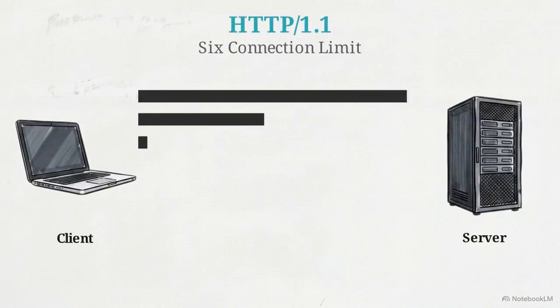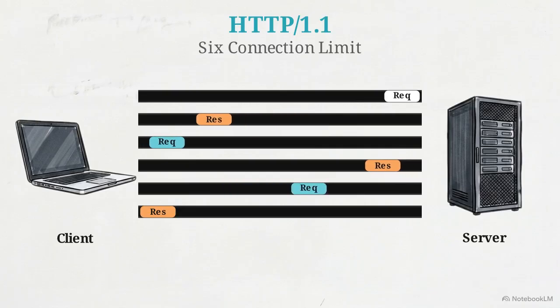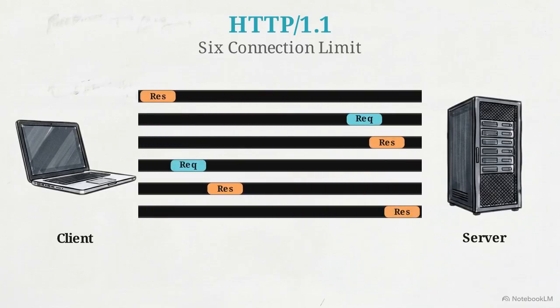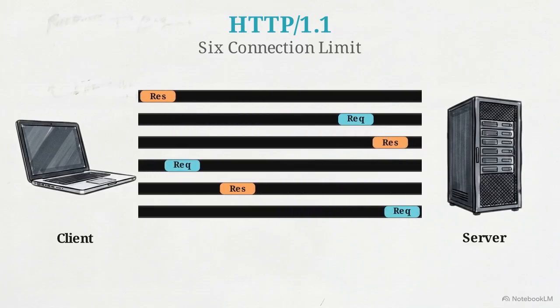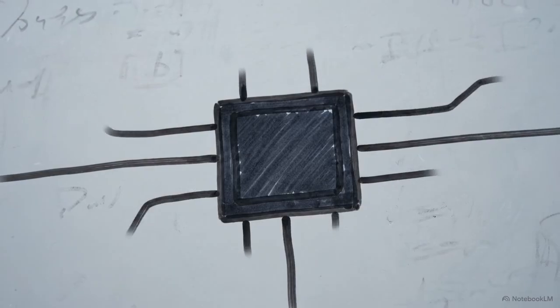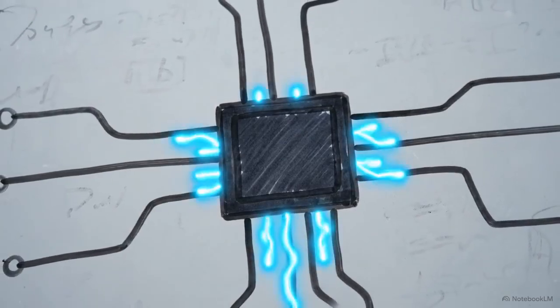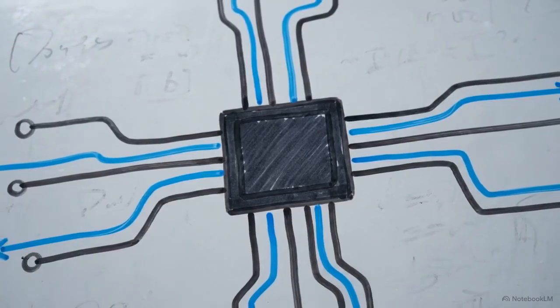Let's say you want to load a web page, and your browser needs to fetch images, text, and data from a server. Historically, using HTTP/1.1, every one of those active requests needed its own dedicated physical connection to the server. If you wanted to ask the server for 6 different things at the exact same time, your browser had to open 6 separate network connections.